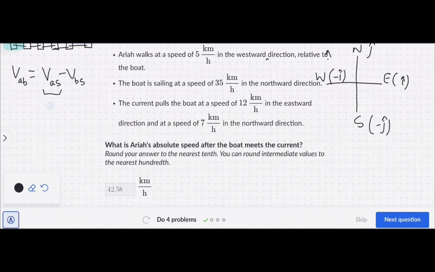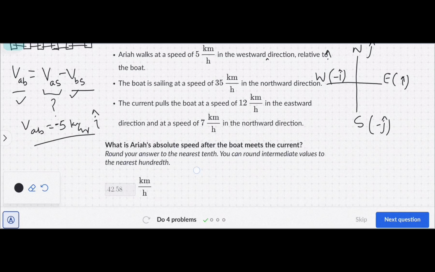We are asked to find this, and this is given. V_AB is equal to 5 km per hour in westward, I mean minus i cap direction. So now we have to find V_AS. So now let's find V_BS, the net speed of the boat after meeting the current with respect to the sea itself.